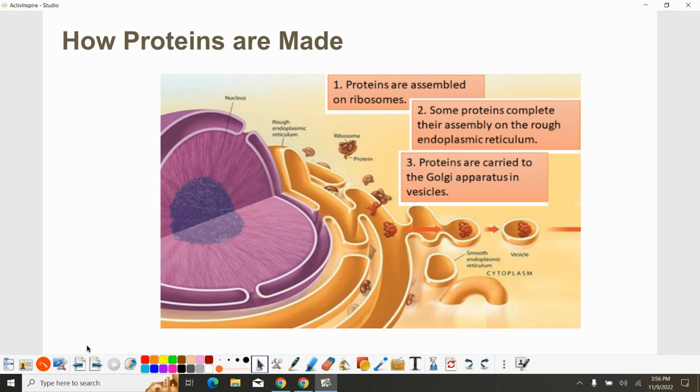I've mentioned it before in this video, you need to understand how proteins are made. The instructions for making a protein are here in the nucleus. Those get sent out to the ribosomes where the proteins are assembled. Some of those ribosomes are attached to the endoplasmic reticulum. Some of them are out there free floating in the cytoplasm. The proteins are carried to the Golgi apparatus once they're made in the vesicles.